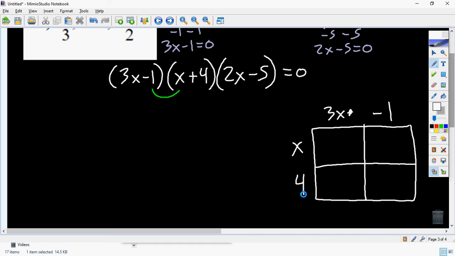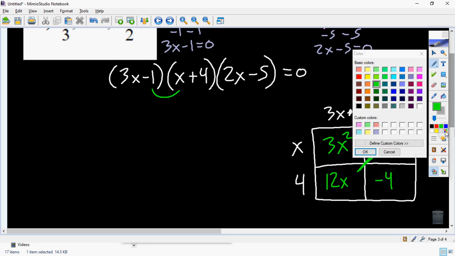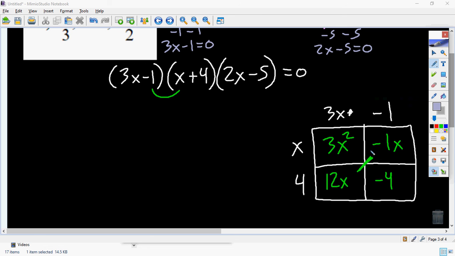So if I multiply, 3x times x is 3x squared, negative 1 times x is negative 1x, 3x times 4 is 12x, 4 times negative 1 is negative 4, and I can combine those two middle terms. So when I multiply those together, I get 3x squared, 12x minus 1x is plus 11x, and then minus 4. But I haven't used this one, so I need to keep it listed.